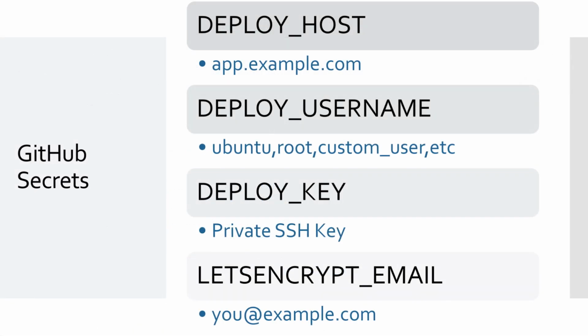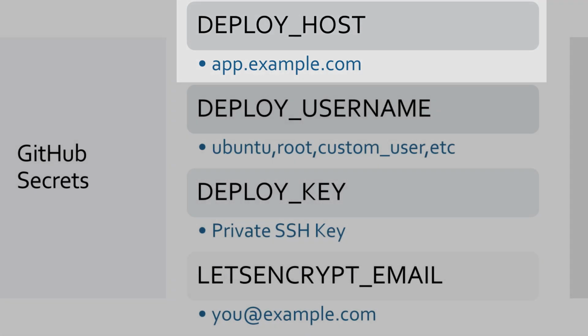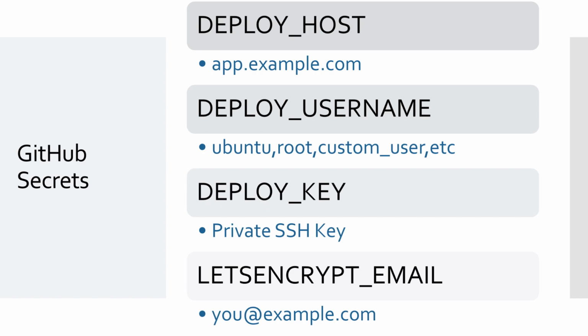That is a deploy_host, which should be a DNS record that points to the IP address of your target Linux server. So for example, you could have app.example.com, where that subdomain is configured as an A record pointing to the IP address of your target Linux server.